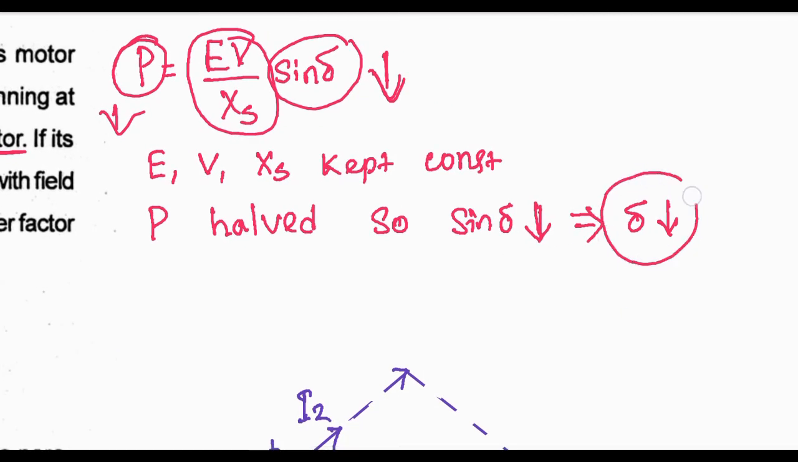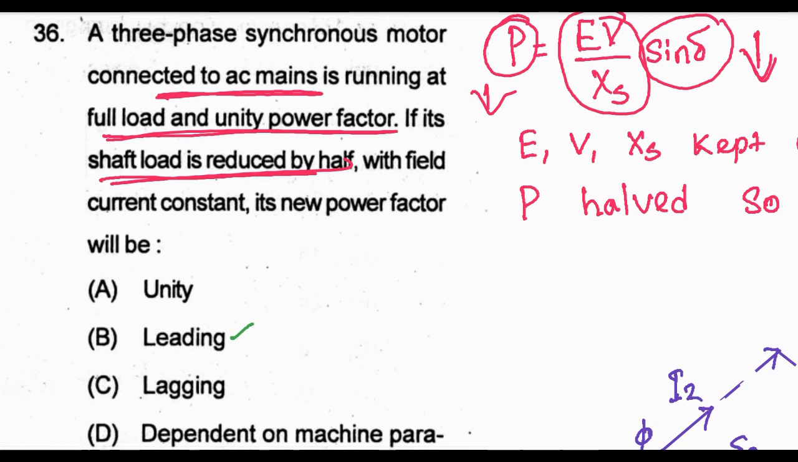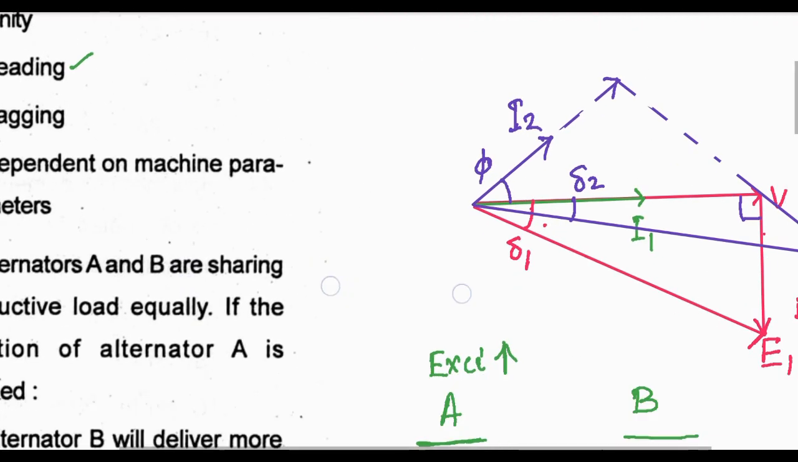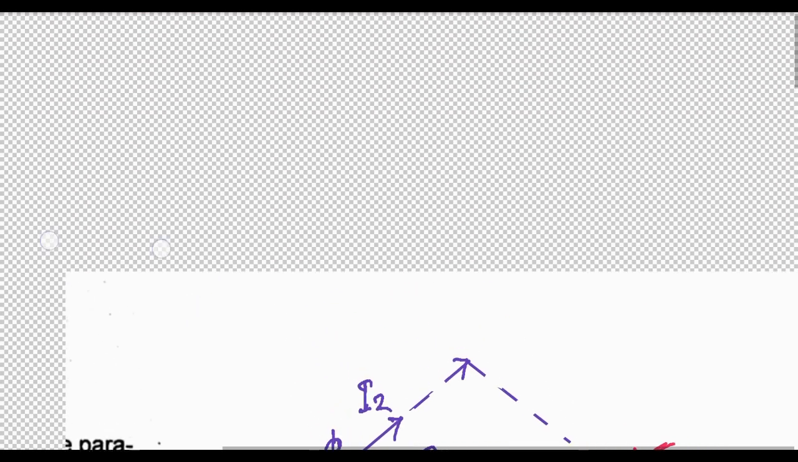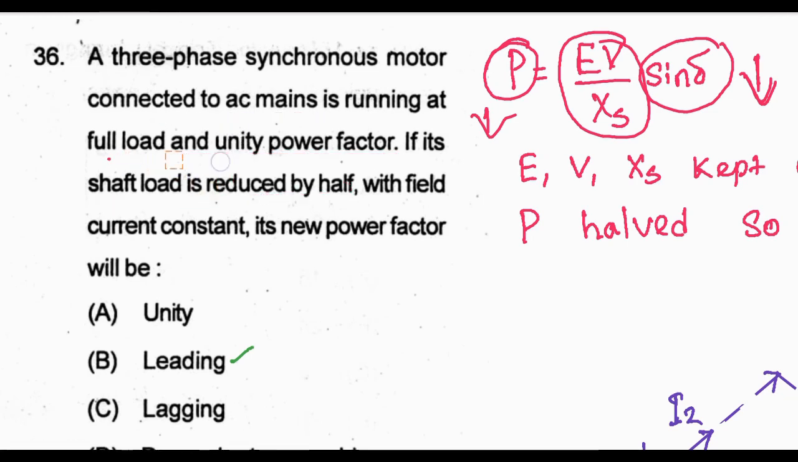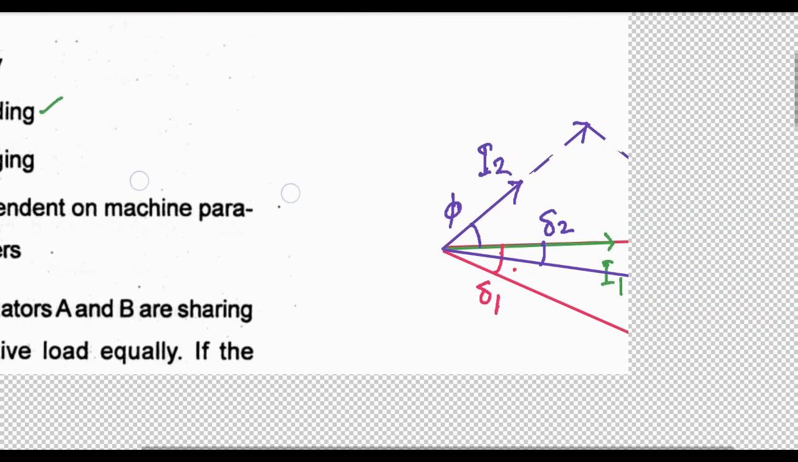So finally we are getting that delta is to be reduced, and we will draw the phasor and find what is the effect of this. Here is the phasor I have already done. Suppose this one is V, the reference. The load is running at unity power factor, so the current will be in phase.